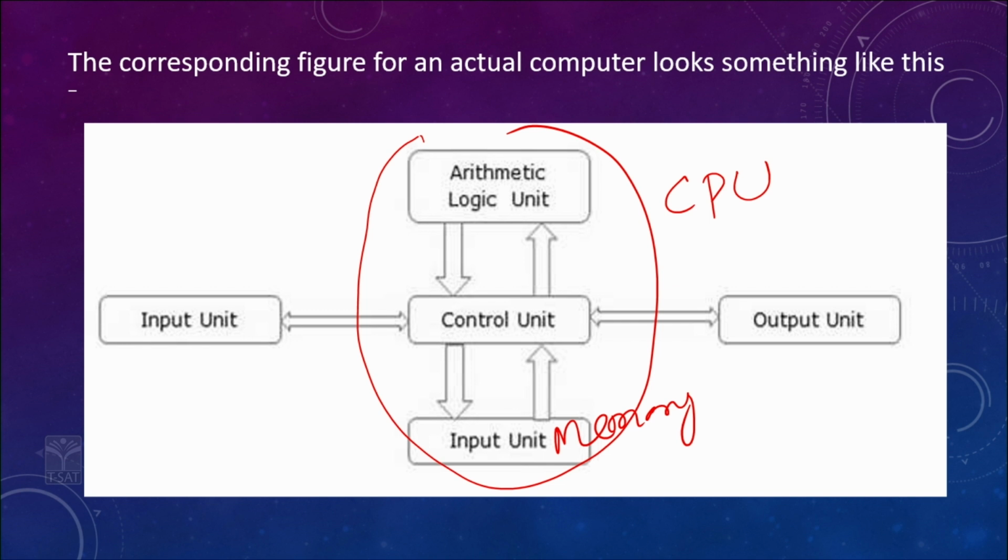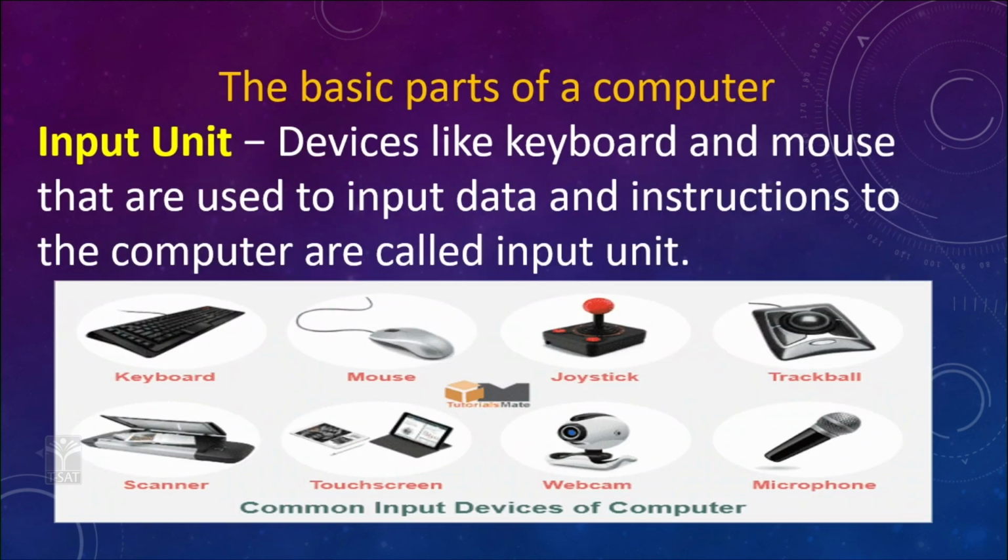Clear? So a computer basically has three parts. One is the input unit, the second is the central processing unit, and the third is the output unit. In the central processing unit, we have three parts: the arithmetic logical unit, which we sometimes call the ALU, the control unit, and the last one, memory. There is a temporary memory and a permanent memory. We will discuss all those things. Now, what are the basic parts of a computer? We will discuss in a clear mode.